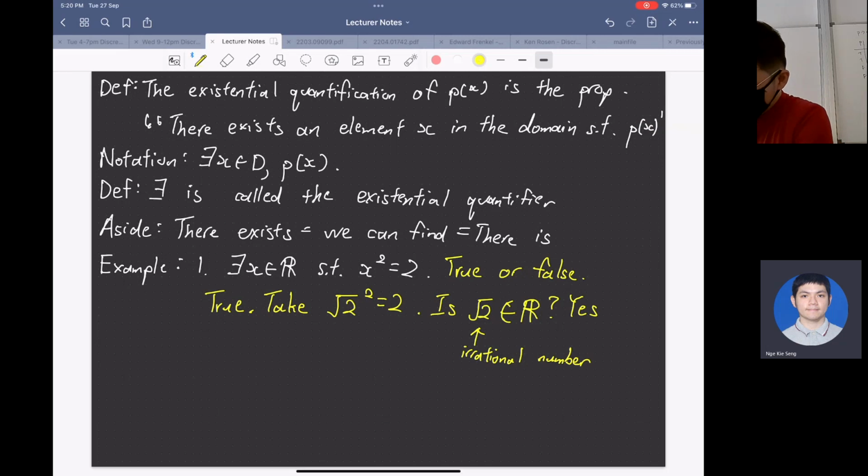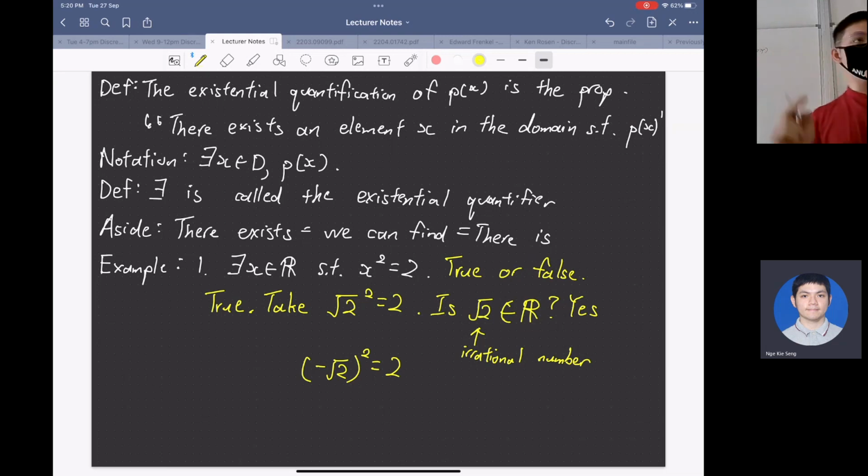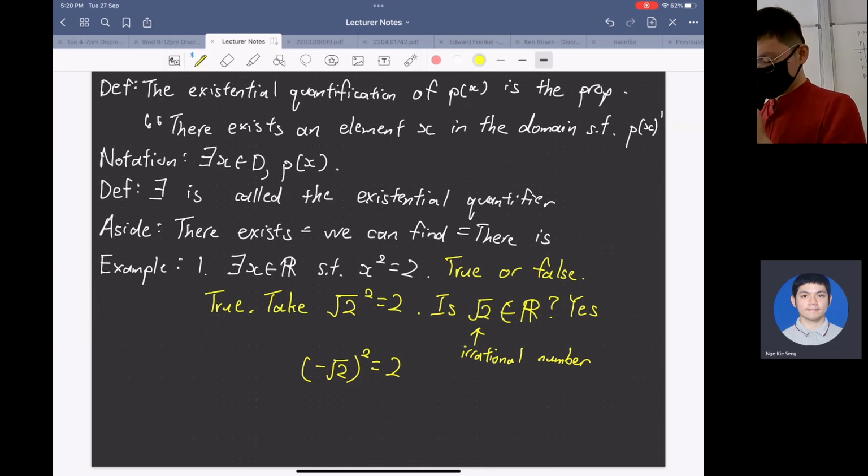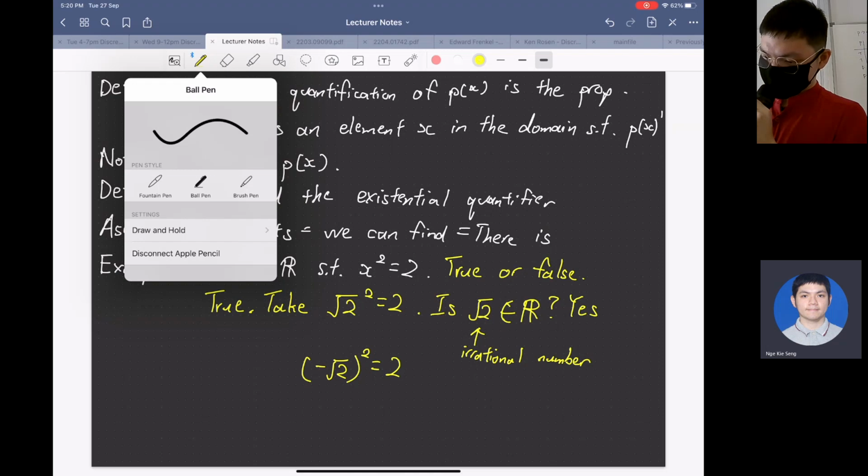Actually, there are two answers to it. You can also take minus square root 2. So there are two x that solve this question, and these are the only two. If you use algebra, there are only two roots to this equation.